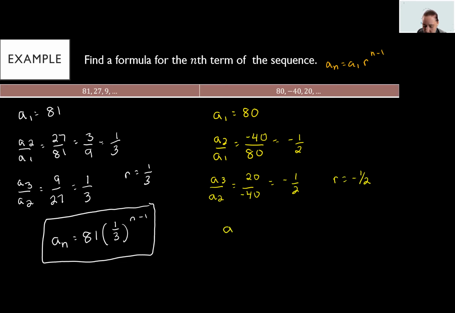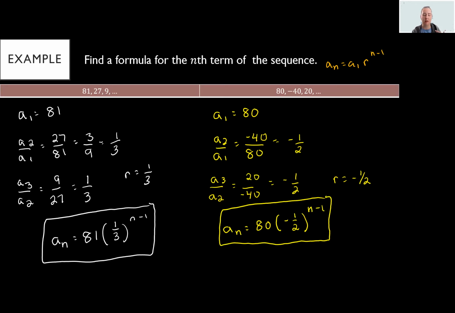So that means our formula is going to start with 80, and then it's going to be -1/2 in parentheses, and then our exponent is n minus 1. If you write n, that is going to be incorrect. So it has to be n minus 1. And you can always test your formula out after you write it by plugging in 1, 2, and 3 and see if you get your correct sequence there. So you can check your formulas.